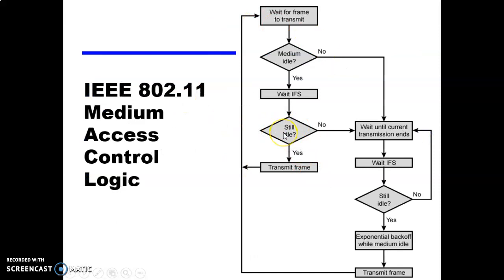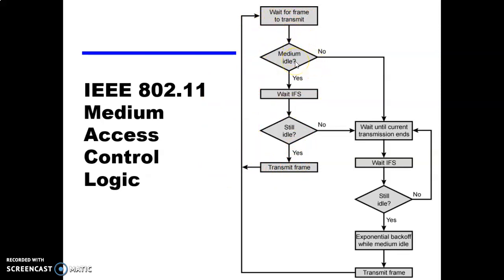Now, the IEEE 802.11 MAC control logic. This we have seen previously, but let's see it once again. Let's start from here. First we are waiting for a frame to transmit, and once we know a frame is waiting for transmission, we see whether the medium is idle or not. If it is idle, then we wait for one interframe space and check whether the medium is again idle or not. If it is again idle, then the frame is transmitted, which is this path, and this path is completed here.